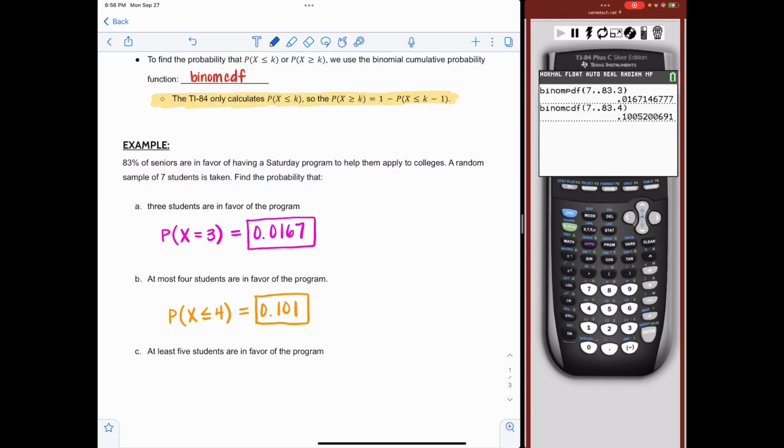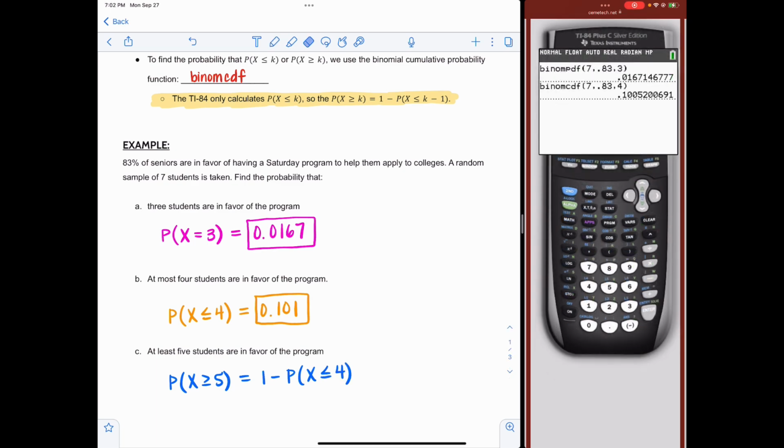Part C says at least 5, so that means 5 or more students. So the probability that X is greater than or equal to 5 is equal to 1 minus the probability that X is less than or equal to 4.